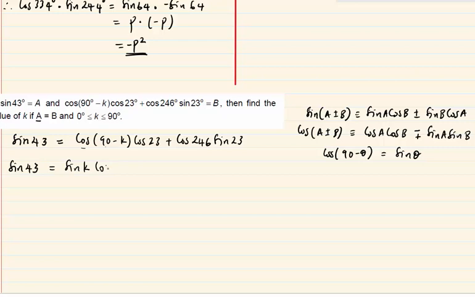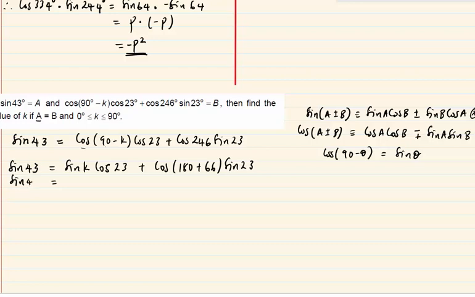multiplied by cos of 23 plus, well, we need to do something about this angle 246 and make it into an acute angle, because often this angle A and B in these compound angle formulae are acute angles. Now this is a third quadrant angle, and we know that cos is going to be negative there. But anyway, I could write this as the cosine of 180 plus 66 sine of 23.